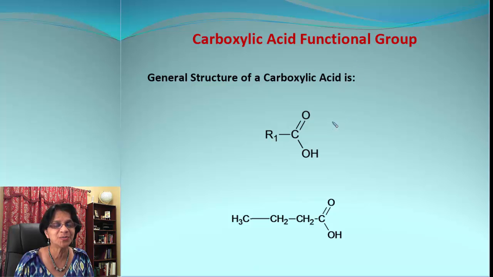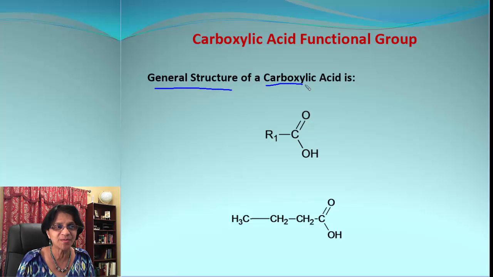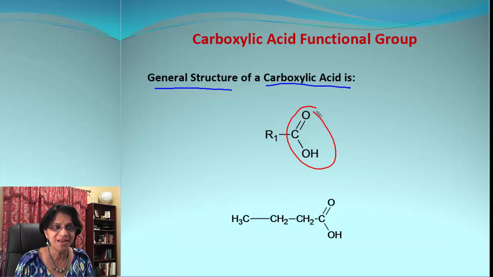It's a functional group and the general formula for any carboxylic acid in an organic compound is R1COOH. So this COOH group is the one which is called a carboxylic acid. And this is one example of a carboxylic acid. We are going to find out how to name such carboxylic acids.